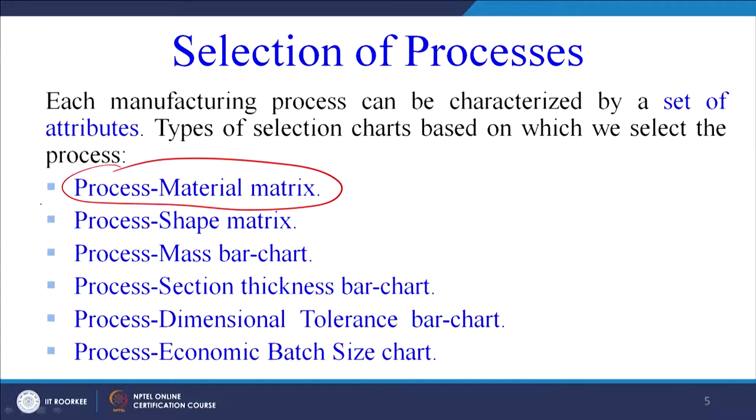So, each manufacturing process can be characterized by a set of attributes. Type of selection charts based on which we select the processes are easily available. So, process material matrix are there, process shape matrix is there, process mass bar chart is there, process selection thickness chart is there, process dimensional tolerance bar chart, process economic batch size chart.